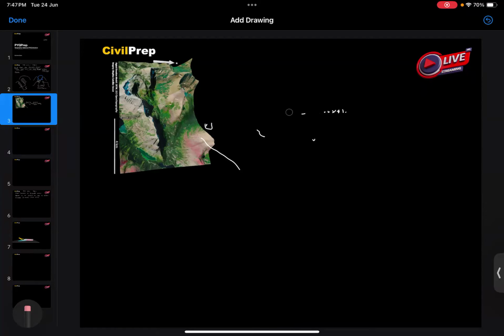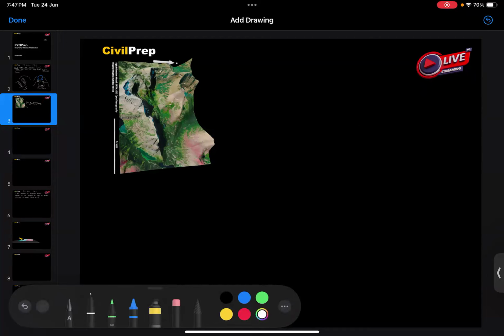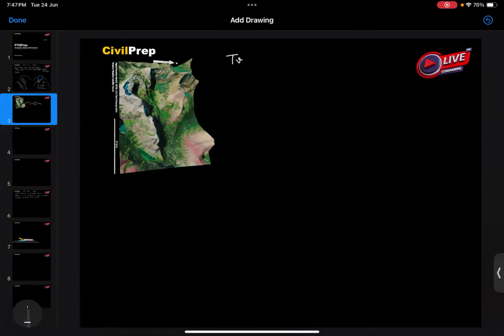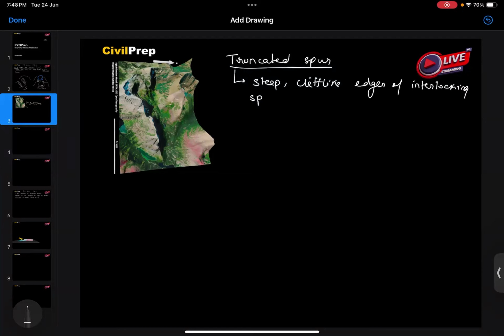Now let's look at the aspects of the answer that we need to write here. First we need to introduce the truncated spur, that is, what a truncated spur is. Truncated spurs are basically steep, cliff-like edges of interlocking spurs. Spurs are nothing but the eroded valleys.